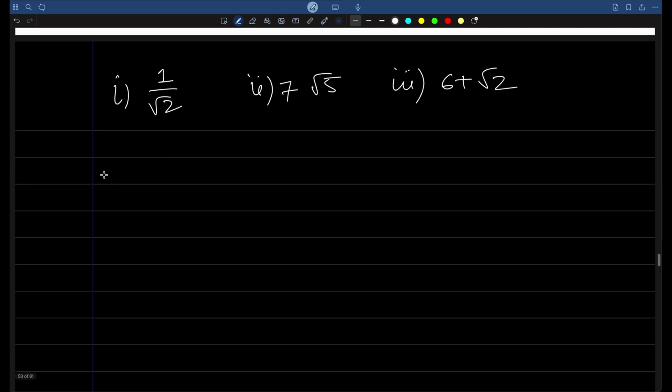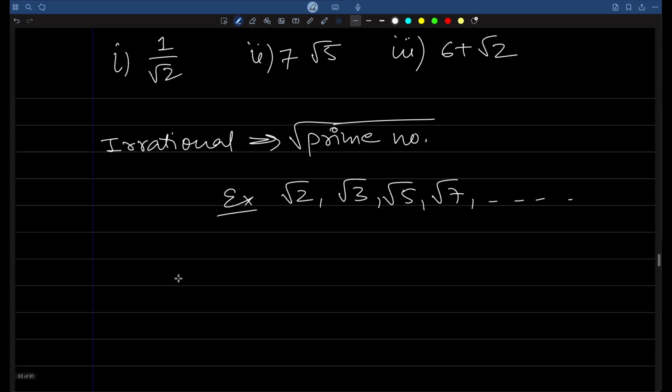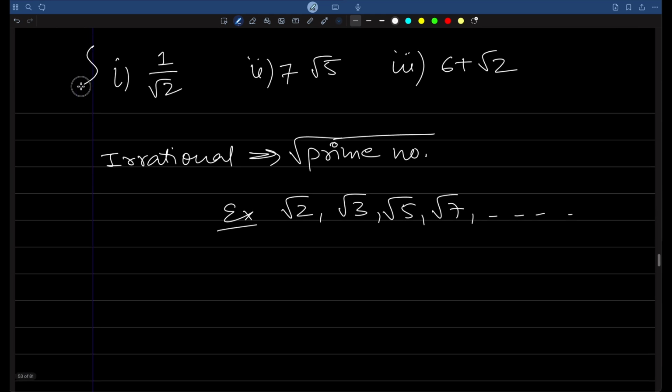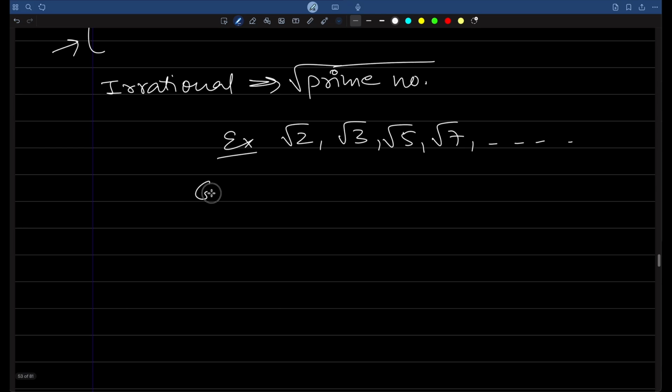We know that irrational numbers are of the form under root prime number. For example, we have root 2, root 3, root 5, root 7 and so on. The technique to prove these numbers are irrational, we will do in four steps.